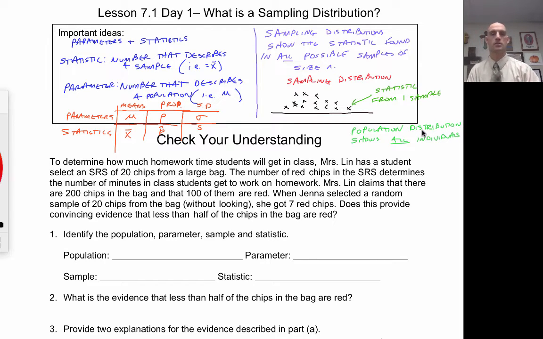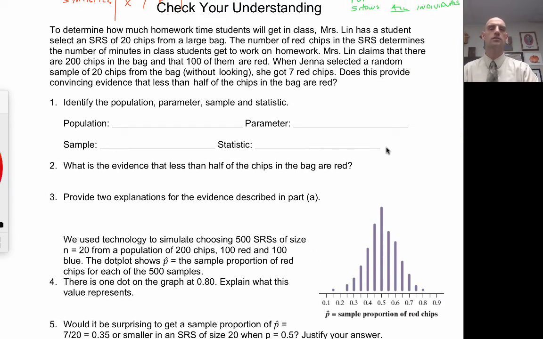Okay, sampling distribution, and it's called sample, it shows samples. Population distribution shows each individual value. So let's do a little check your understanding here. One of the ways you can do this, since we're on a video, is you can pause it right here and try to do this by yourself, and then unpause it and check your answers, or you can just follow along with me.